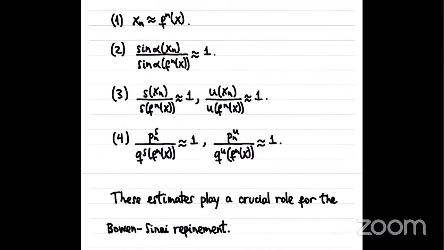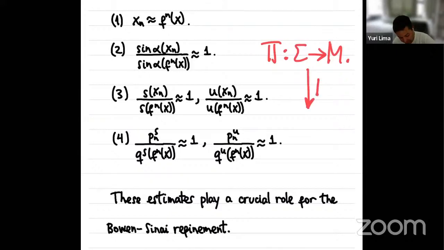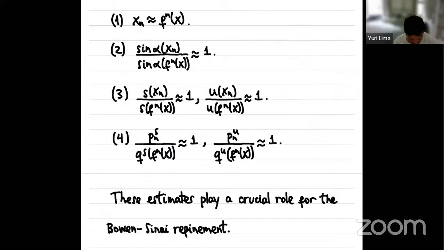Wait, Yuri, sorry. You have not proved that the fiber is finite yet, have you? No, and it will not be. Recall that pi is usually infinite to 1. So to prove that the fiber is finite, first we need to do the refinement and get an actual Markov partition. This is what we do now. That's why I said that these estimates play a crucial role to implement the Bowen-Sinai refinement.